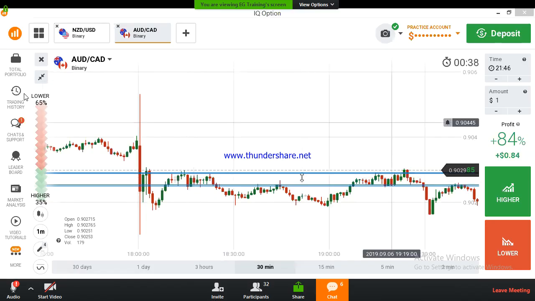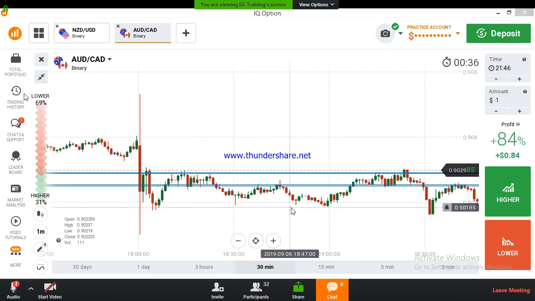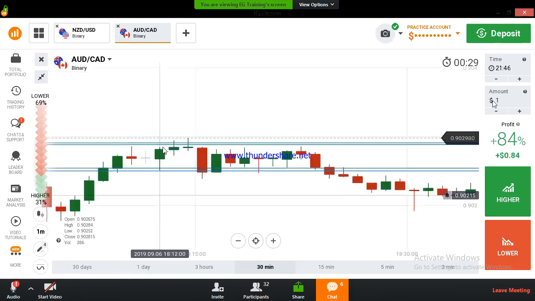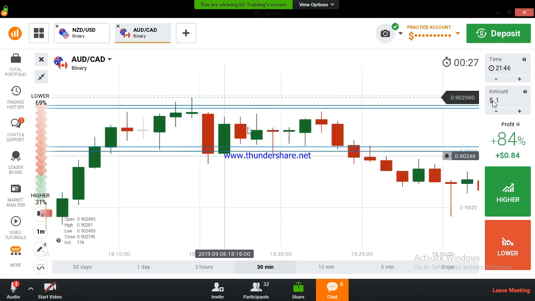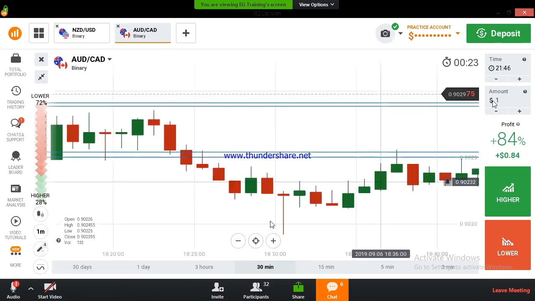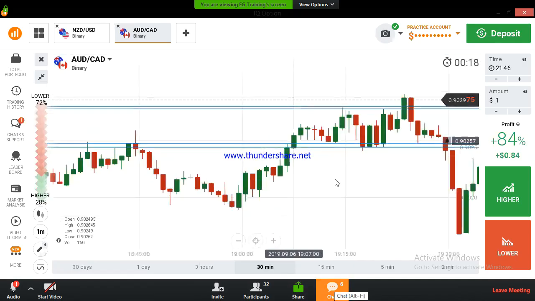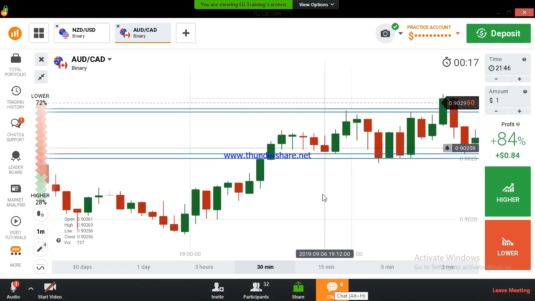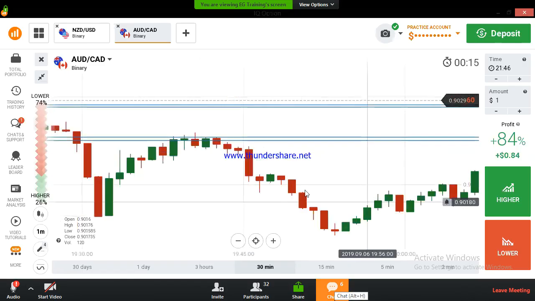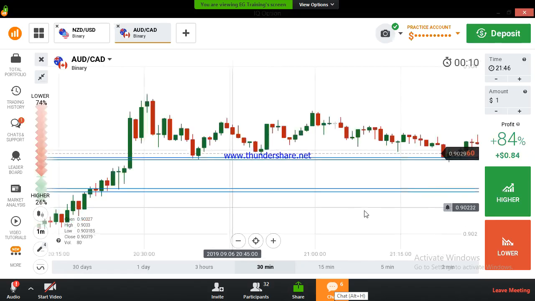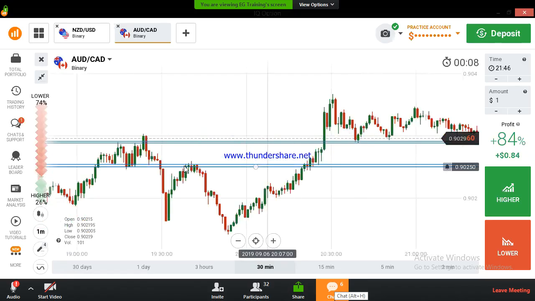Below level also we can trust because the market is respecting this level mostly. It tried, rejected, again it tried, again it tried, finally it broke the level. Again it tried, it reversed, finally it broke the level. So the market is trying so many times to break the level.